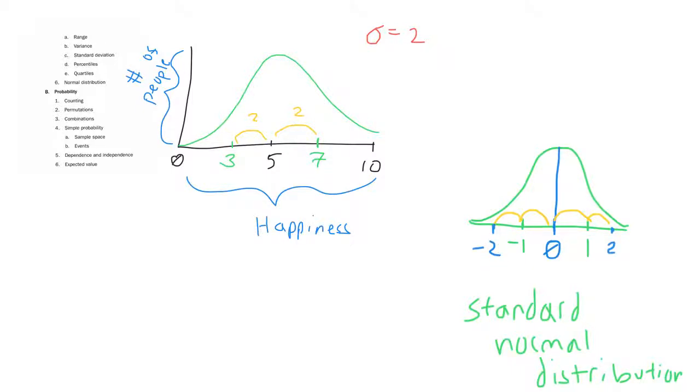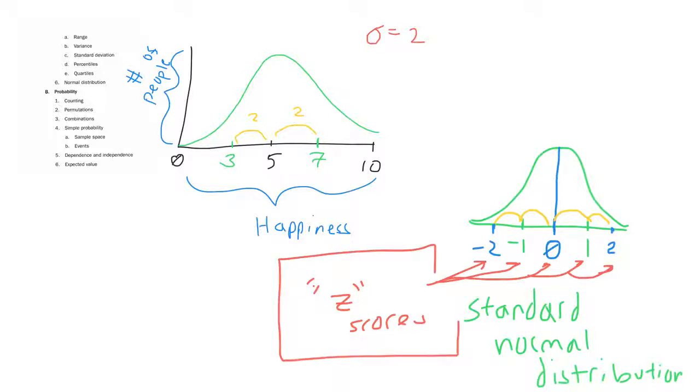And these scores are called z-scores. Z-scores. So when you're dealing with the standard normal distribution, you're dealing with z-scores, and z-scores basically tell you how many standard deviations away from the mean you have.